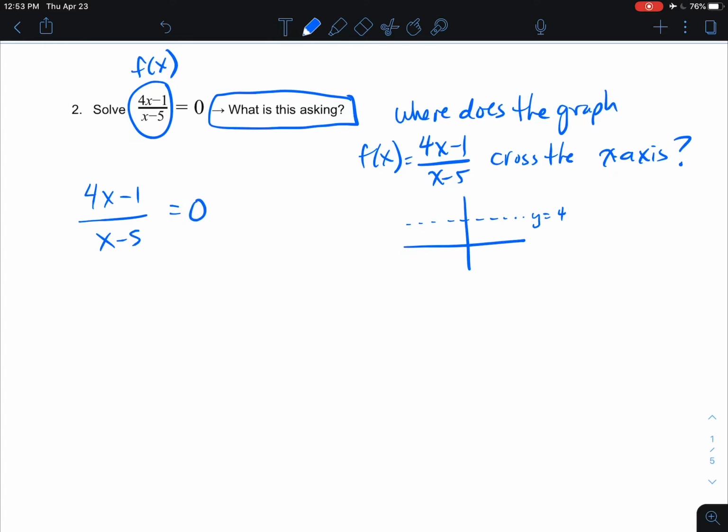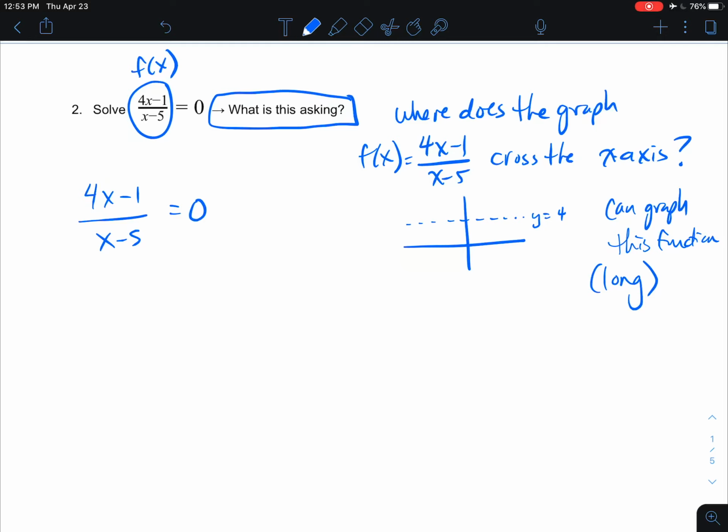So one way that we could do this is to use all of the skills that we have to graph this function. We can spend the time and make a really great graph and then observe where it's equal to 0. That would totally work. The disadvantage of doing that, of course, is that it's long. We know that it's a long process to graph a rational function.